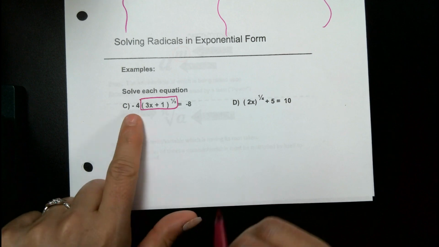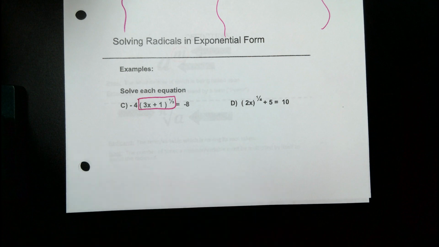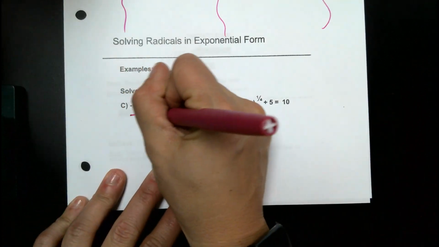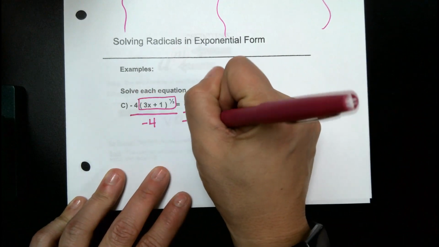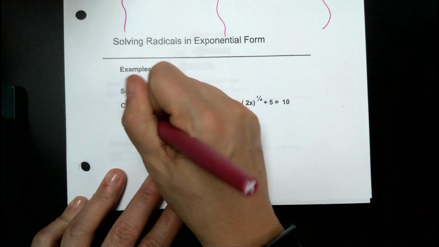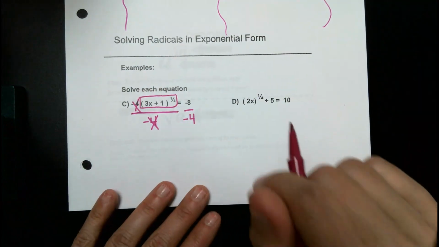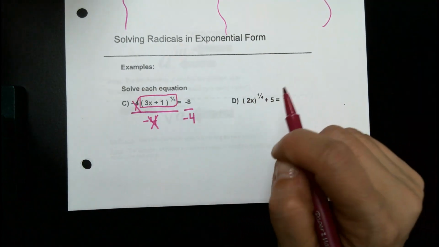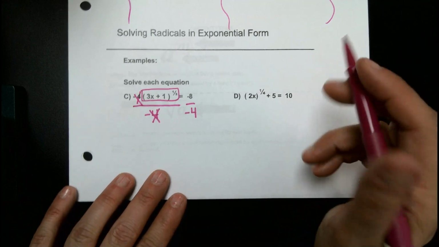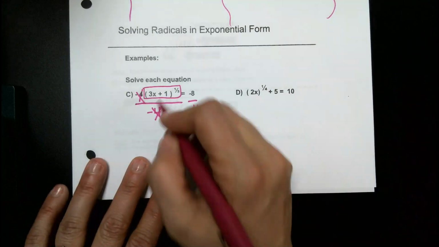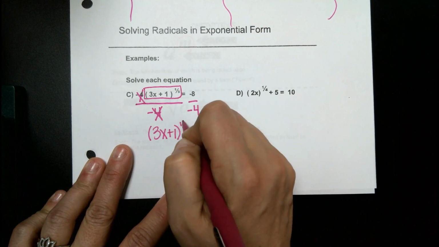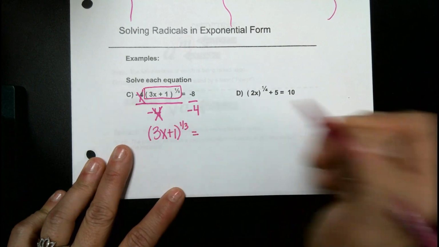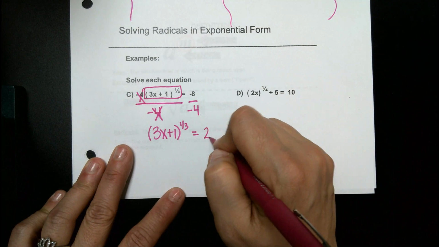Okay, so how would I get rid of a -4 that is attached to parentheses? You would divide. And if I divide by -4 on the left, I'm dividing by -4 on the right, which we've done this type of problem before, is slightly different, but similar. So now I have 3x plus 1 to the 1/3 power equals 2.